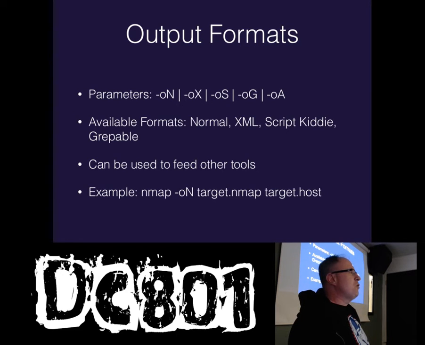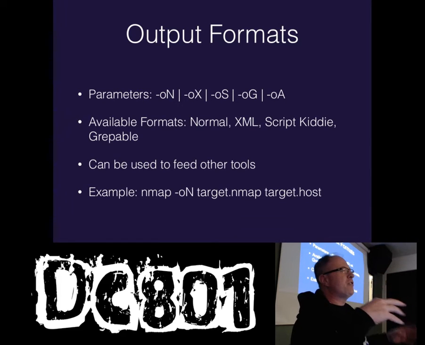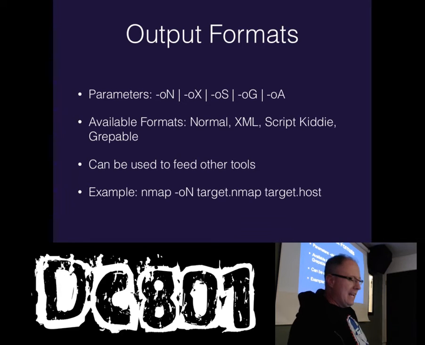Grepable actually puts the host name and the results on one line, so when you're trying to grep through your results, it's a little more friendly for that. A is for all. Basically, it's going to give you output of all: the normal, the XML, and so on. So, fun there.